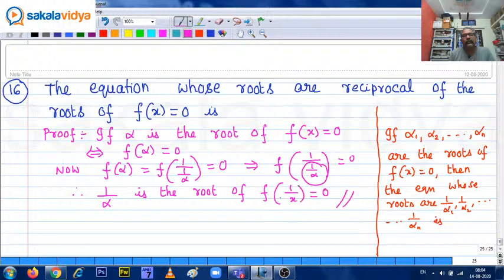That means we got a clue. In order to find the equation whose roots are reciprocal of the roots of f of x is equal to 0, it is given by f of 1 by x is equal to 0. That means f of 1 upon x equals 0.